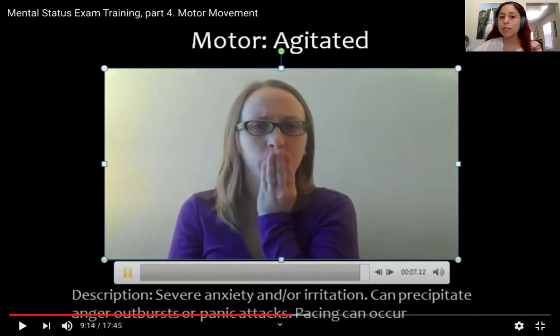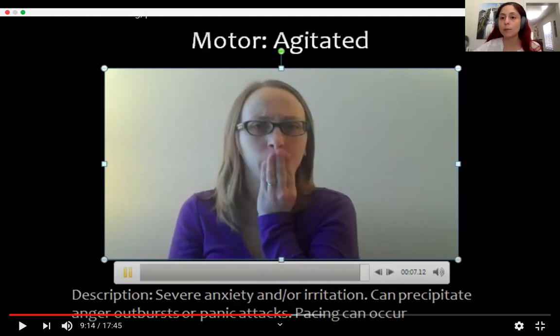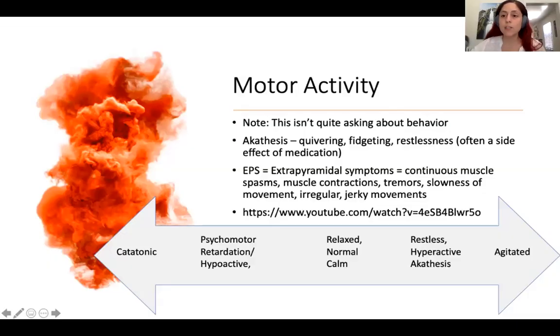Okay, and it's important to note here that although it's called agitation, we're looking at psychomotor agitation. So you see her movement, her anxiety, kind of makes you anxious looking at it. This is different from agitation associated with anger, where the person is upset. This has to do with motor movement. Right, so let's return to our PowerPoint here. All right, so that was motor activity, and let's move on.